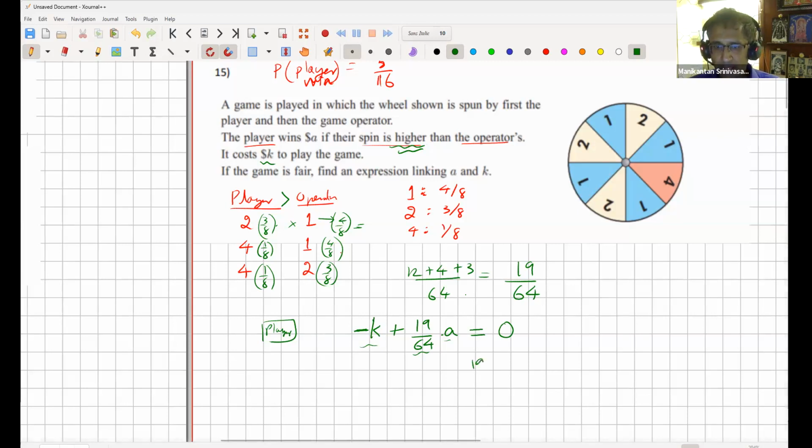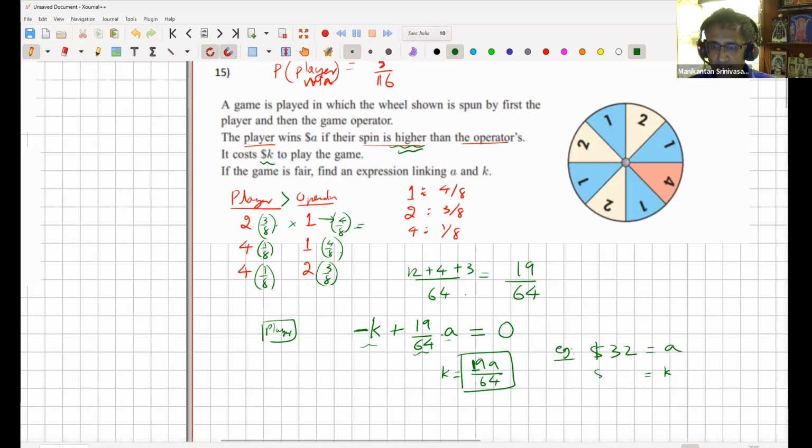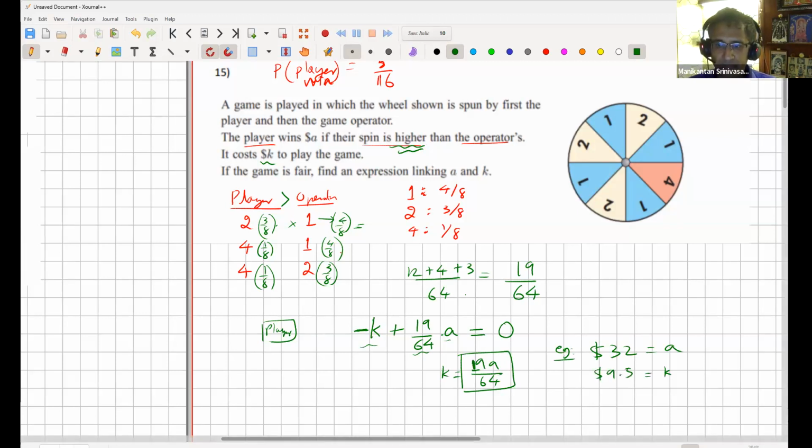I can take the K to the other side and just write 19A = 64K. So K should be 19A/64. In other words, if he's being promised $32 as his winning prize, that means the cost for playing would be $9.5 to play that game. So he pays $9.5. If he wins, he gets $32. It's a fair game, right?